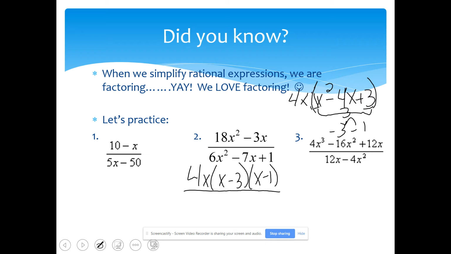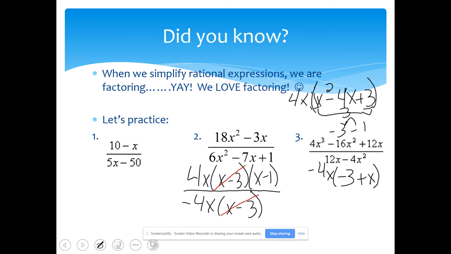On the bottom, common factor is going to be 4x. And I'm actually going to pull out a negative 4x. So that way we can have 12 divided by negative 4 is negative 3. Negative 4x squared divided by negative 4 is positive x. So when I rewrite that, I want that x to be first. And we're going to put x minus 3.